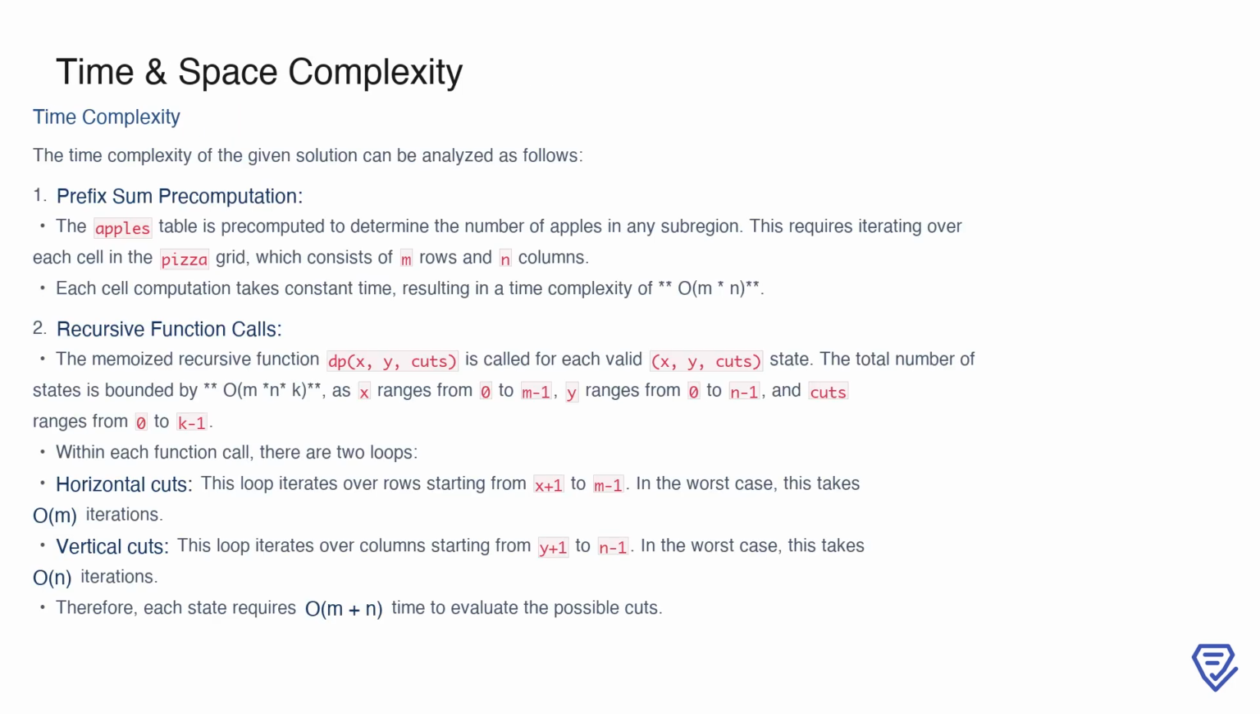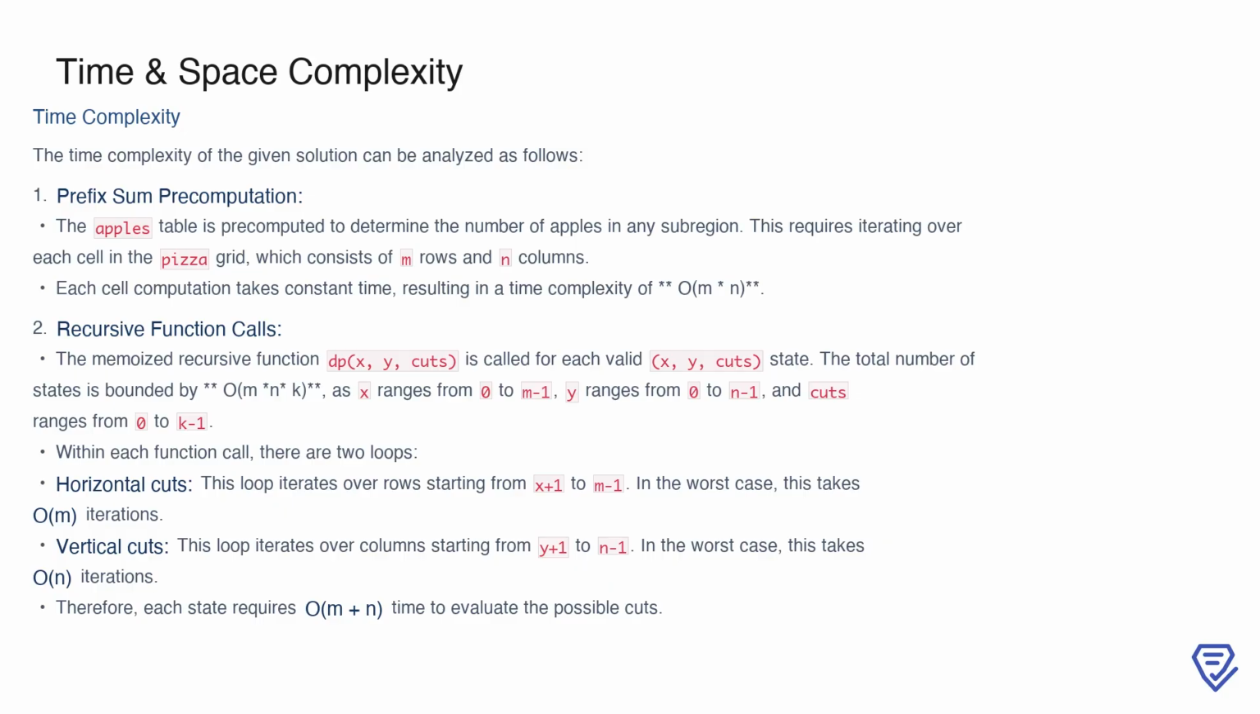To analyze the time complexity of our solution, we start with the pre-computation of the prefix sum table, called apples. This table helps us determine the number of apples in any rectangular subregion of the pizza. Since we have a grid with m rows and n columns, we compute this table by iterating through each cell, and each computation runs in constant time. This gives us a time complexity of O(m*n) for this step.